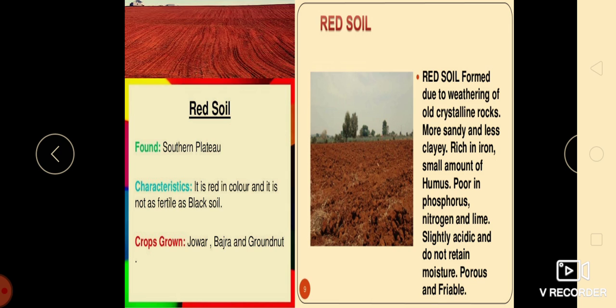Red soils are generally derived from the weathering of ancient crystalline and metamorphic rocks, children. They are named after the rich red color which is due to their high iron content. It can also vary from reddish brown to reddish yellow.